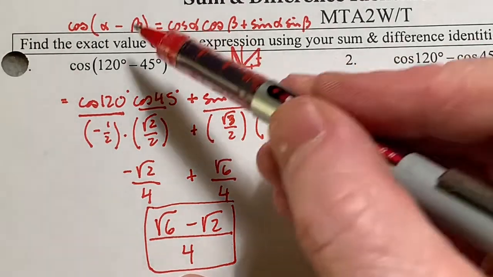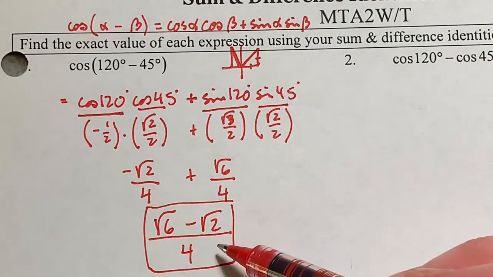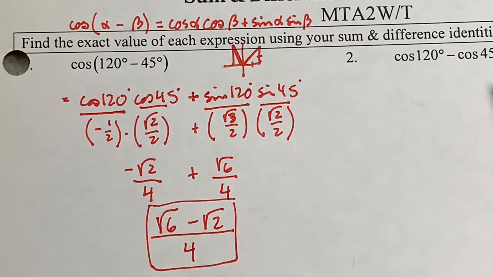So when I ask you for exact values, if you give me a decimal answer, you're just going to miss this because this is exact, okay? All right, so let's look at this one.